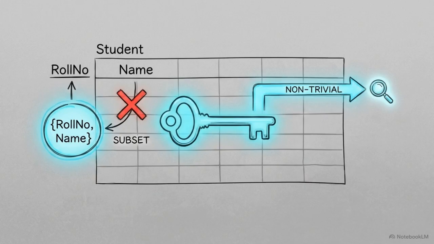For instance, if you know a student's roll number and their name, you already know their roll number. Because the result is just a subset of the starting data, these rules provide no new information for our design. We focus instead on non-trivial dependencies. In this case, the roll number, the input, determines a completely different attribute, the student name. These are the specific rules we use to organize data.